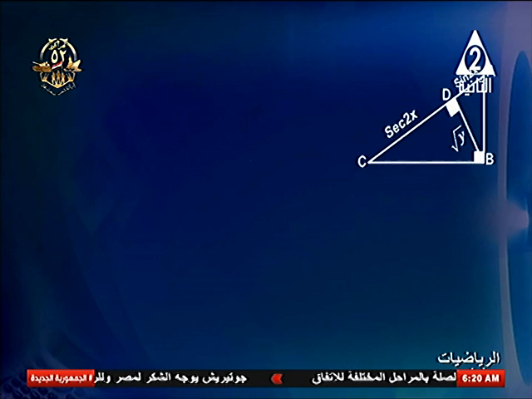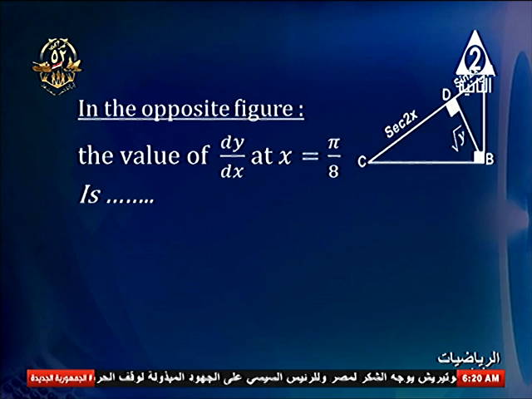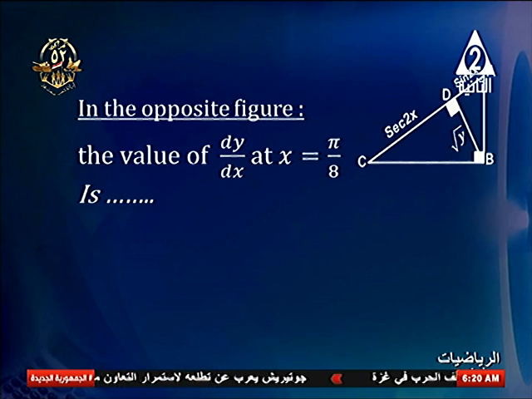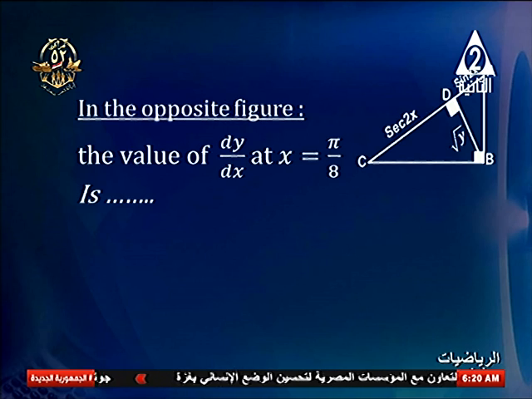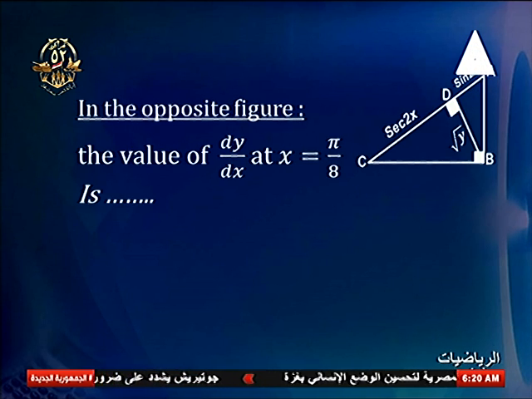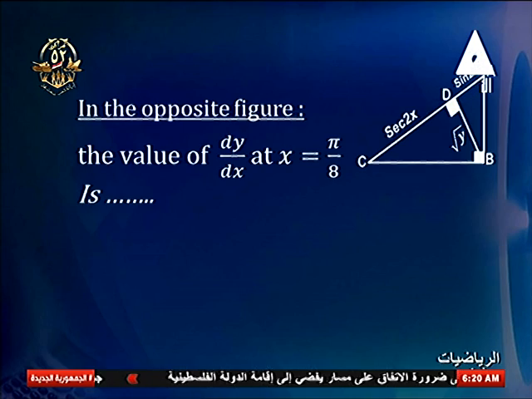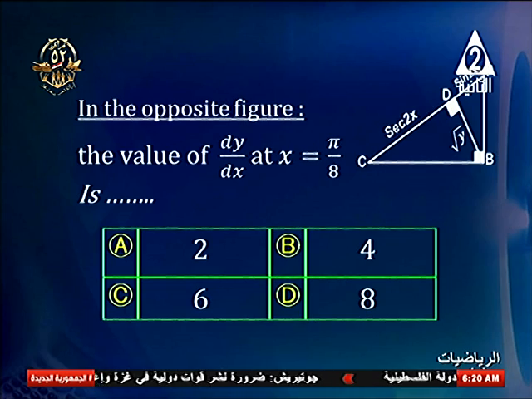Look at another example. In the opposite figure, we have a right angle triangle, right angled at B and BD perpendicular to AC. We have BD equals square root y and AD equals sine 2x. CD equals sec 2x. Find dy over dx at x is pi over 8. Choose the correct answer: 2, 4, 6, or 8.